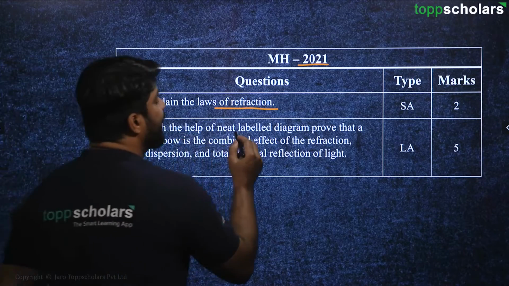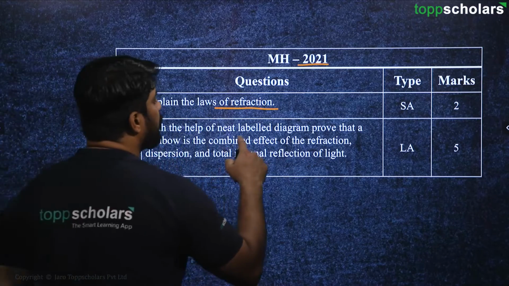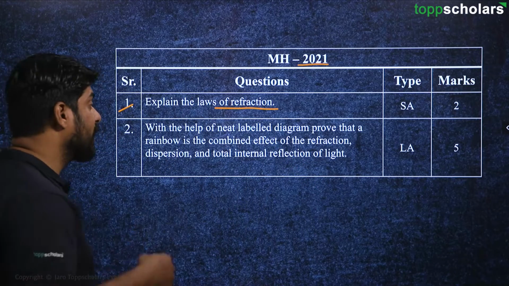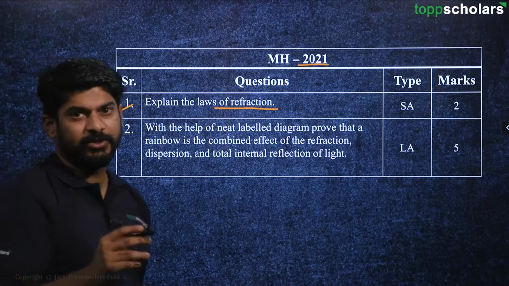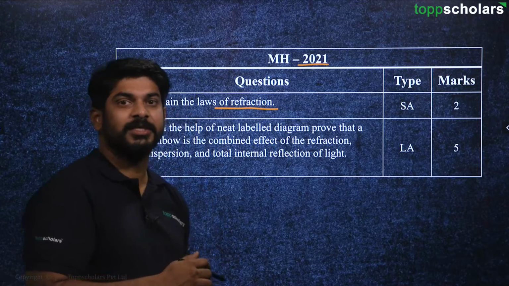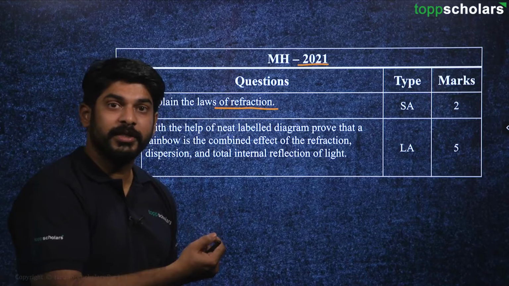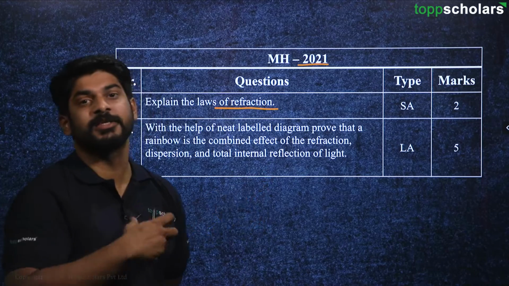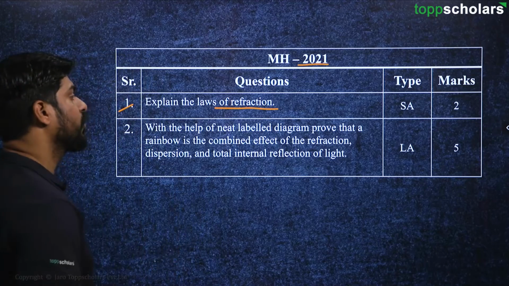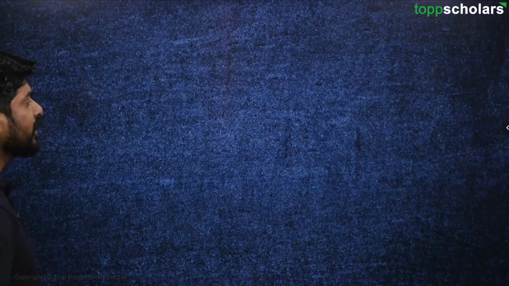With the help of a neat labeled diagram, prove that the rainbow is the combined effect of the refraction, dispersion and total internal reflection of light. So, here you will have to draw the diagram of that water droplet, isn't it? In which the ray of light from the sun enters, and then over there it disperses and again it reflects and then forms a rainbow. So, that diagram you have to indicate over here. Okay. So, this is a 5 marks question. Okay. Moving on to the next.